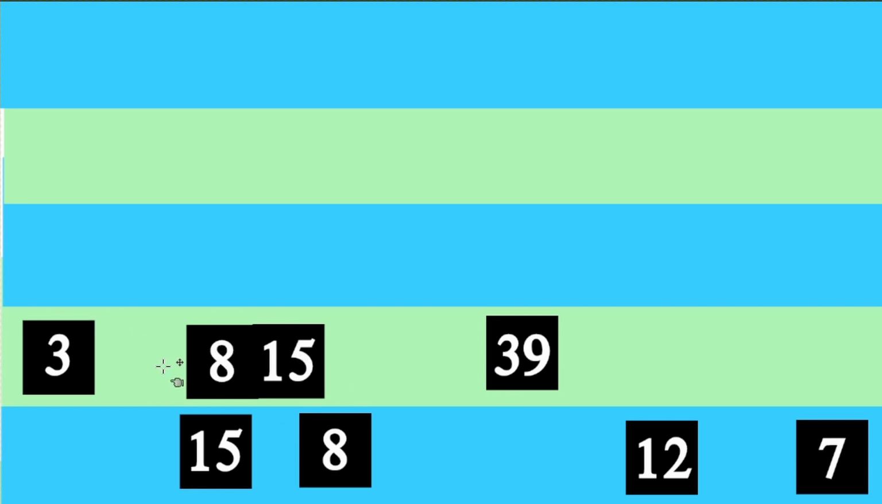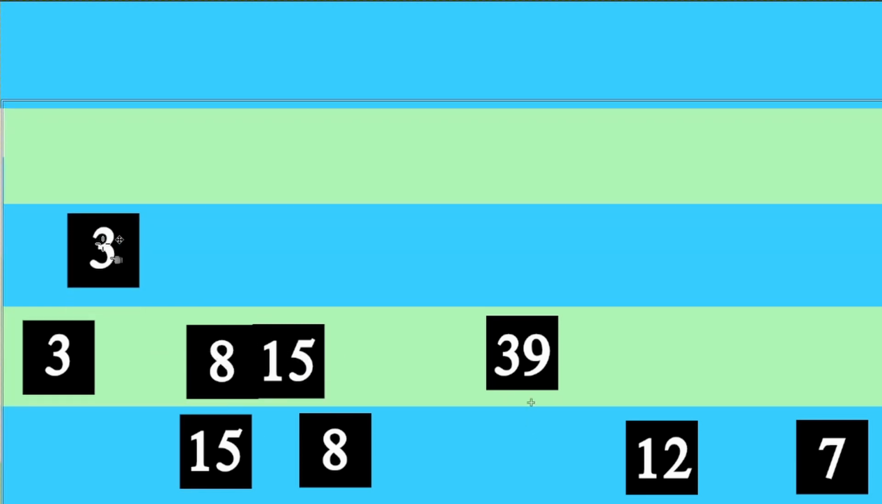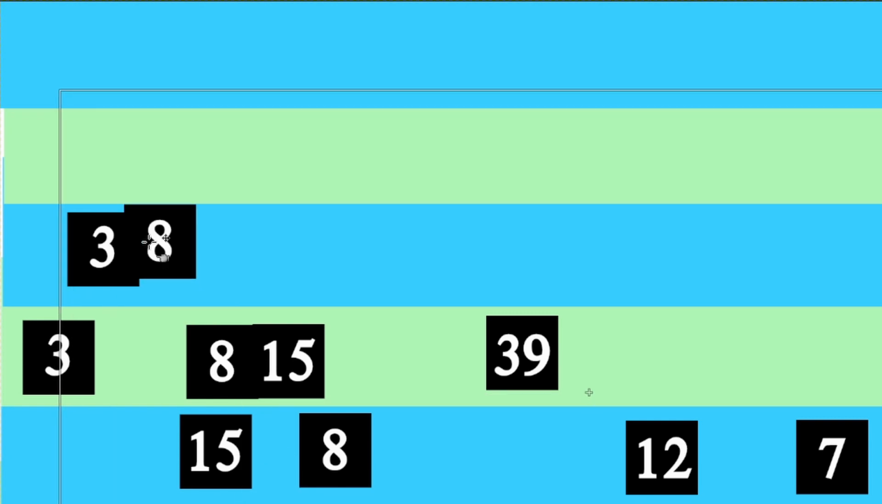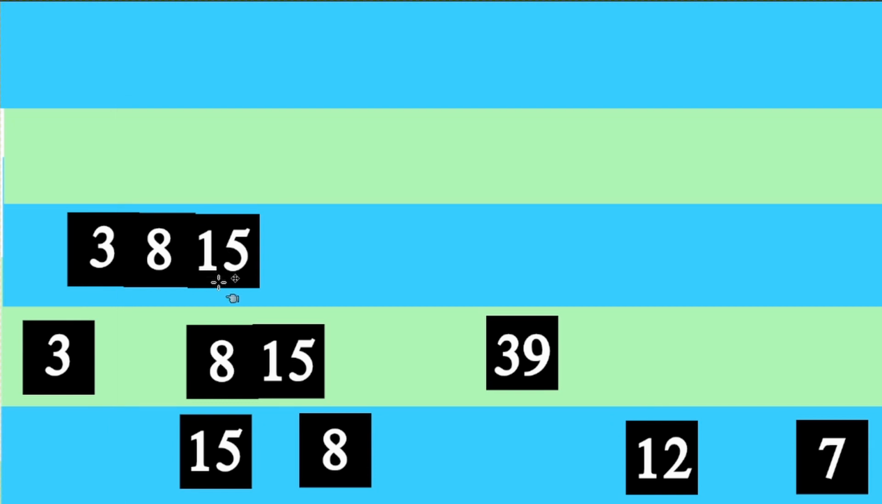Let's now merge the left side again. So 3 is going to be the smallest element, 8 is going to be the next smallest element, and 15 is going to be the next smallest element in the list. Awesome. But now we don't have a right side to merge it with, so we have to hop over to the nodes on the right side.